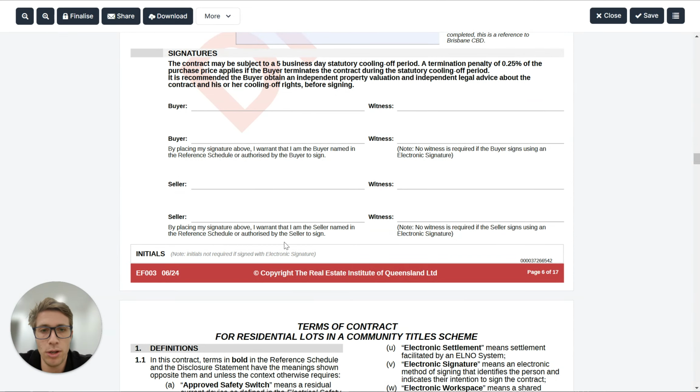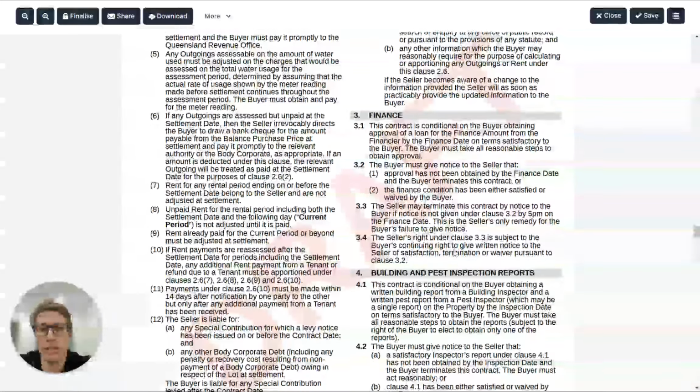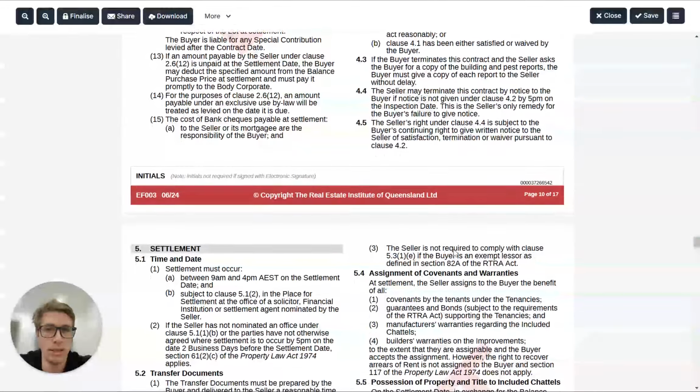So these are all the terms and conditions of the contract. It does go on quite a lot. If you have any questions about these, you do have to contact a legal representative or solicitor. The real estate agent is not legally allowed to give you any information on any of this stuff. So if we keep going down, pretty much that's the end of it. So if there's anything you have questions about in this section, from page 7 downwards, this is where you have to get legal advice.